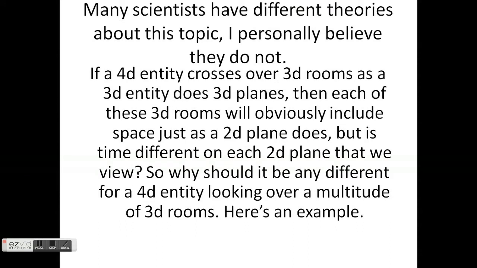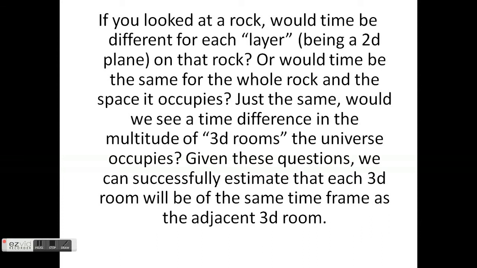If a 4D entity crosses over 3D rooms as a 3D entity does 2D planes, then each of these 3D rooms will obviously include space just as a 2D plane does. But is time different on each 2D plane that we view? So why should it be any different for a 4D entity looking over a multitude of 3D rooms? If you looked at a rock, would time be different for each layer being a 2D plane on that rock? Or would time be the same for the whole rock and the space it occupies? Just the same, would we see a time difference in the multitude of 3D rooms the universe occupies?